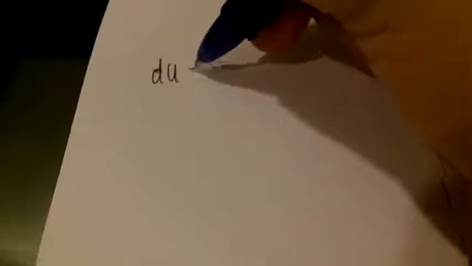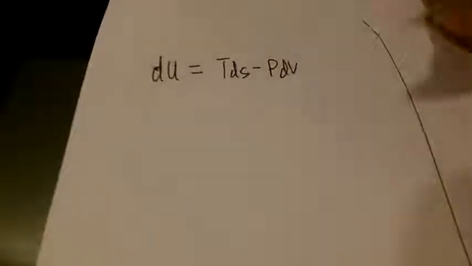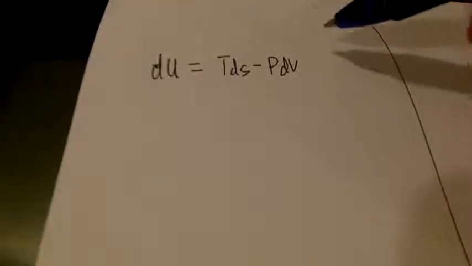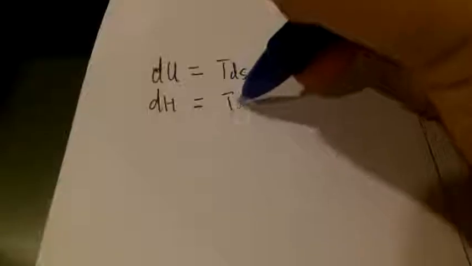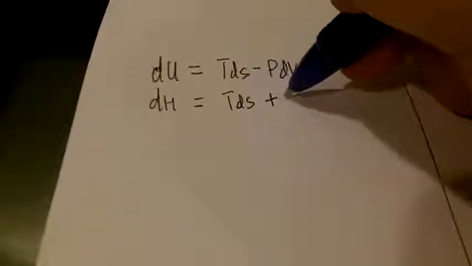First, you should already know that dU, internal energy, equals TdS minus PdV. This is actually derived from our first law of thermodynamics. And similarly for dH, it's TdS plus VdP.